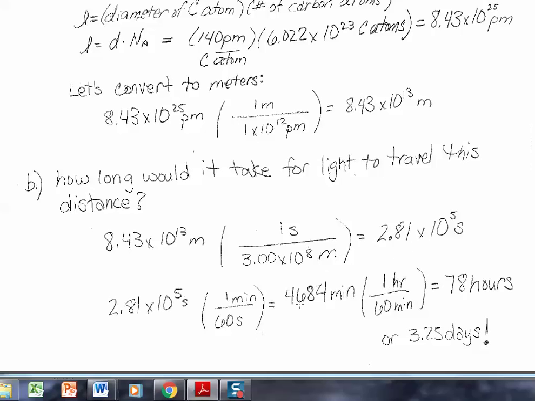Let's convert that into a more useful time unit. 2.81 times 10 to the 5th seconds divided by 60 seconds in a minute gives us 4,684 minutes, divided by 60 minutes in an hour gives us 78 hours, or 3 1/4 days. A long time, even though light travels fast, because it's going a very long distance.